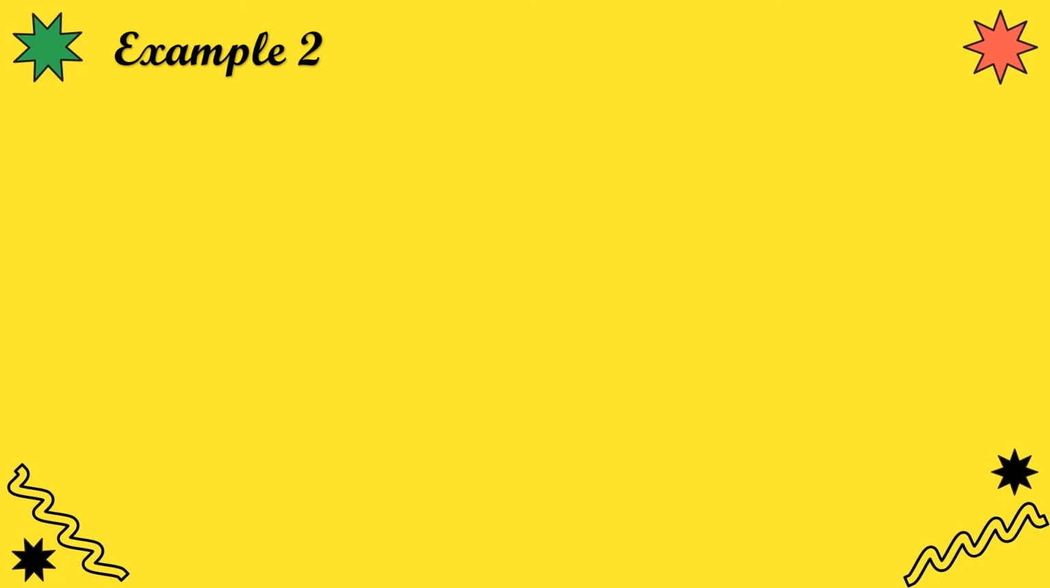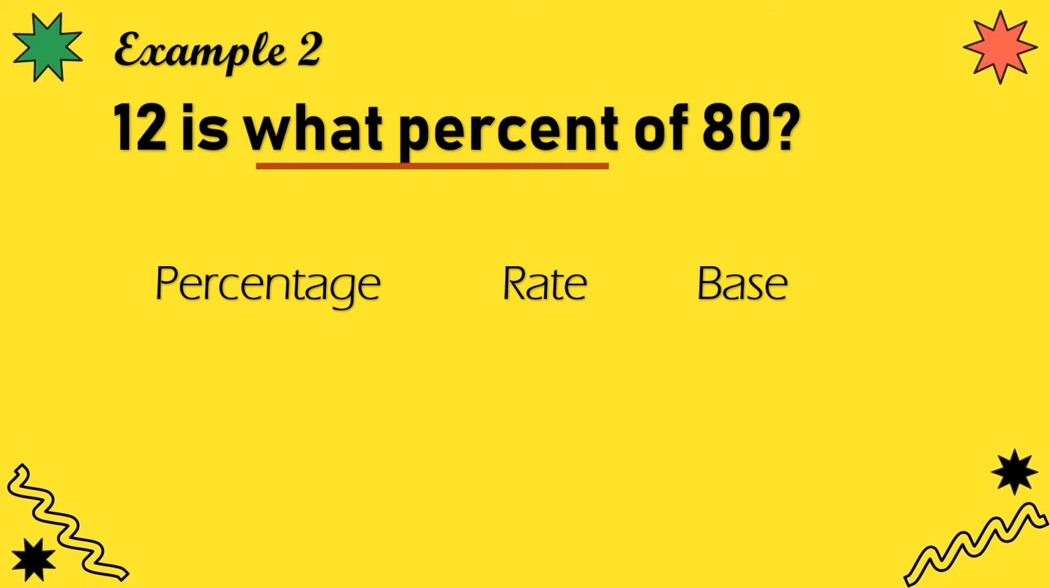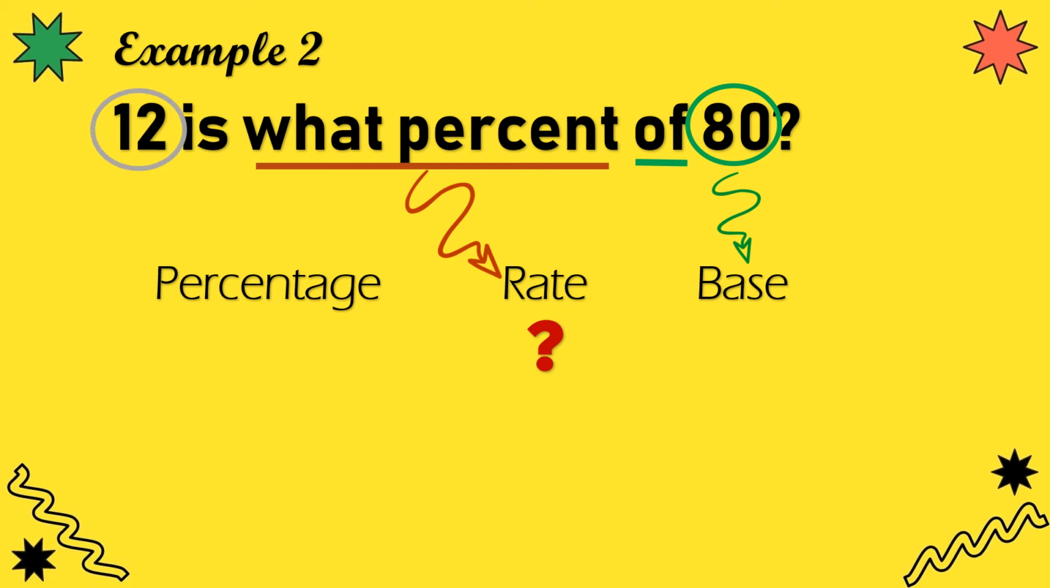Now, let's go to another example. 12 is what percent of 80? Again, let's identify first the three elements using the keywords. Look first for the number with percent sign. But since we do not have the number with percent sign, automatically the rate is our unknown. Then, 80 has a keyword "of," so it is our base. And finally, 12 is our percentage, since we already have the base and the rate. Besides, 12 comes before the keyword "is."